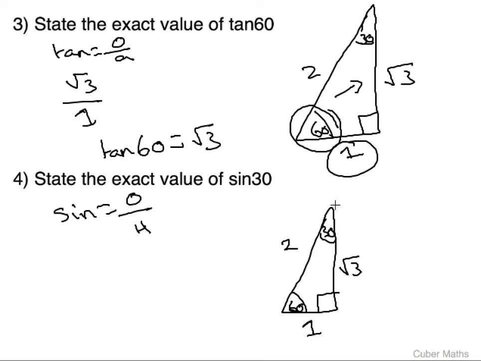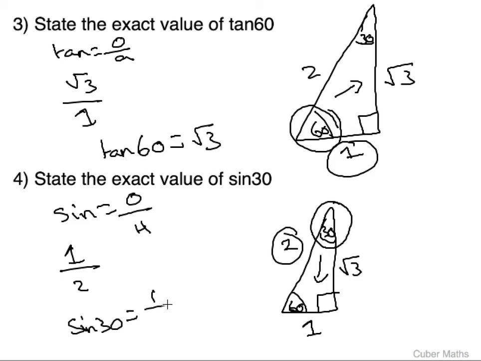So, and it said sine 30, so if we circle sine 30, opposite is 1 and hypotenuse is 2. So it's 1 over 2. So sine 30 is equal to 1 over 2.